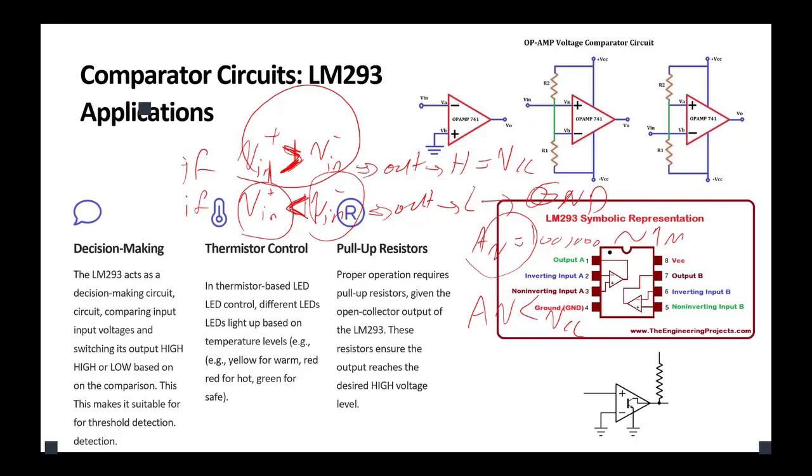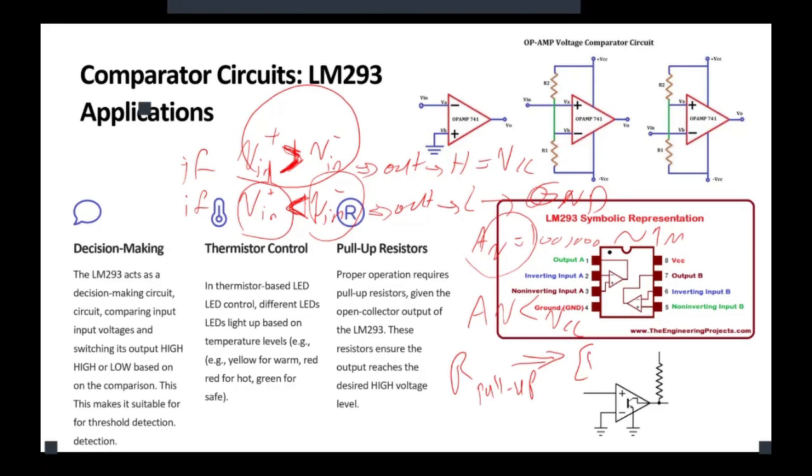For most logic circuits, a 1K to 10K pull-up resistor works well. So normally our pull-up is somewhere between 1 kilo ohm to 10 kilo ohm.